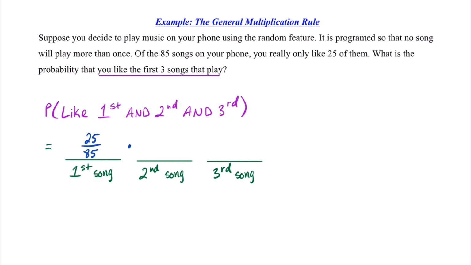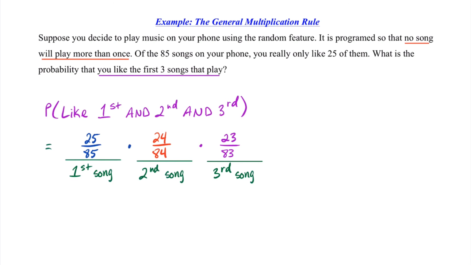Heading to the second song though, we just played the first song, and we're told that no song will play more than once. That means we only have 84 songs that can be played when we listen to this second song, and since we like 25 of them, but one of them already played, that means there are 24 songs left that we can actually like. Continuing with that same logic, now those first 2 songs, the first and the second one, cannot be repeated. Therefore, there are only 83 songs left in our phone that will play, and since we liked the previous one, that means there are only 23 of them that we still like. Therefore, the probability of our third song would be 23 over 83.